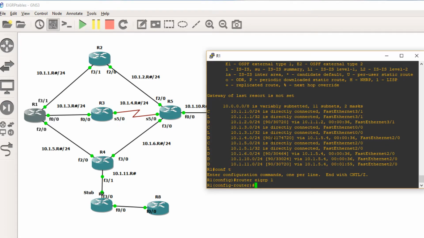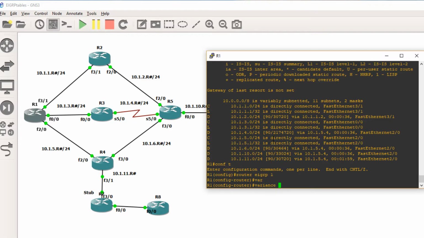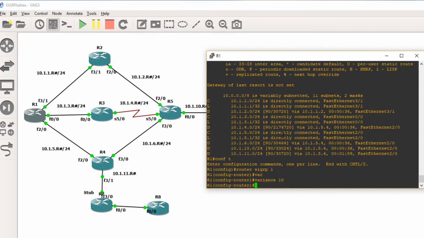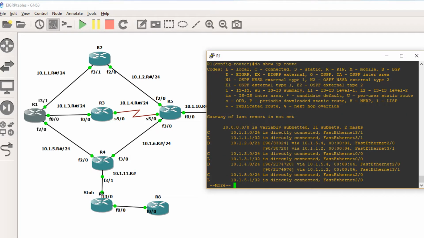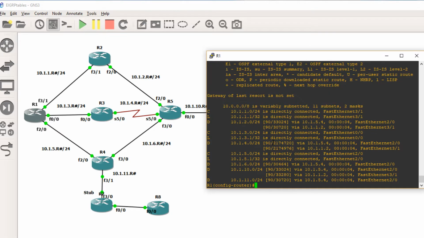The variance allowed is 1 through 128. If we times it by 10, this is the multiplier right here. What that will state is that the feasible distance has to be less than 307,000 to make it to the routing table. And there we go. Now this higher cost network is also added to our routing table because our variance has changed, so it's allotted that network.